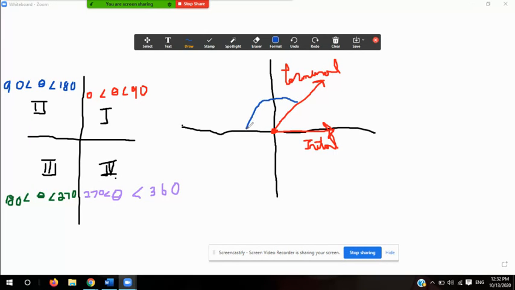Okay, so if an angle rotates counterclockwise, and I'm just drawing that arrow to indicate the direction, so counterclockwise, we have a positive rotation. Okay, and that's always good to understand. If we go counterclockwise, we have a positive rotation.